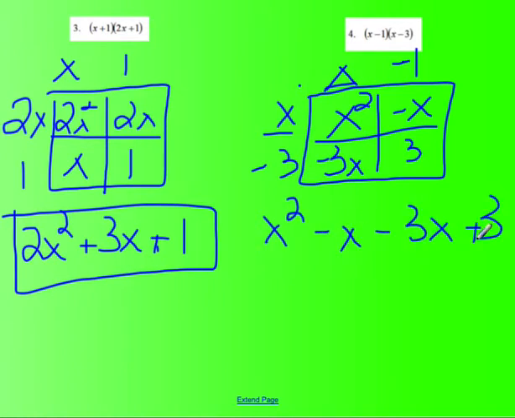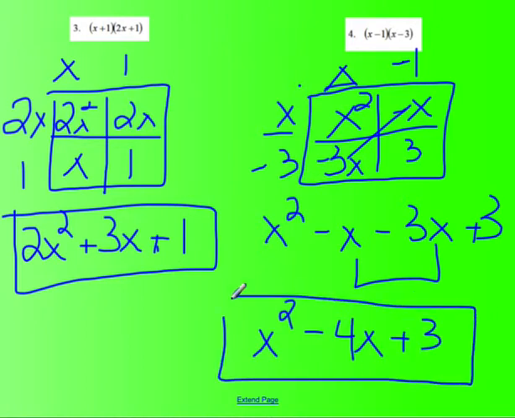So let's just take a look. You could automatically combine your like terms from the box if you wanted to. So we can go ahead and subtract those. So then we have x squared minus 4x plus 3. So that right there is your final answer for number 4.